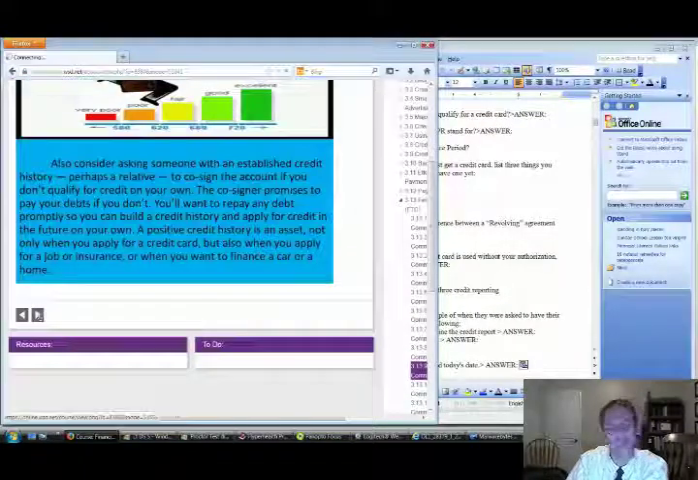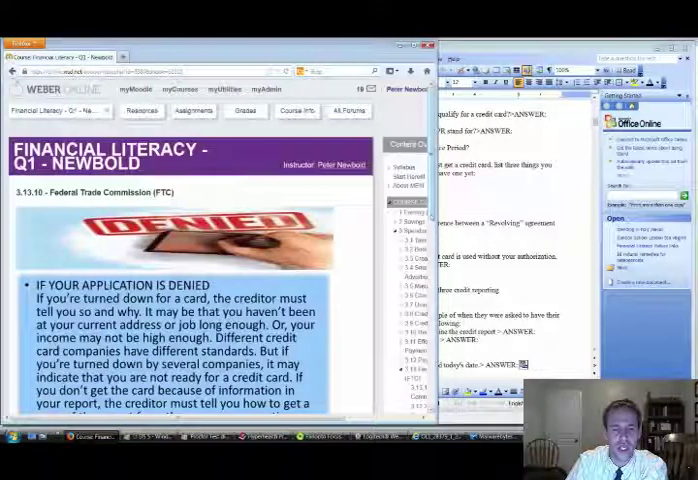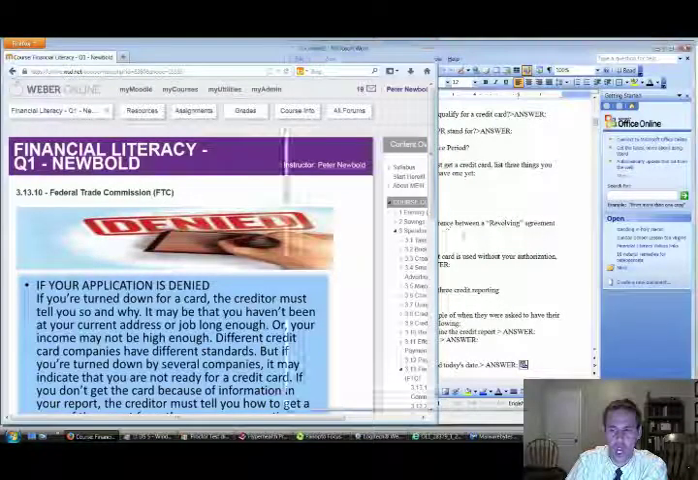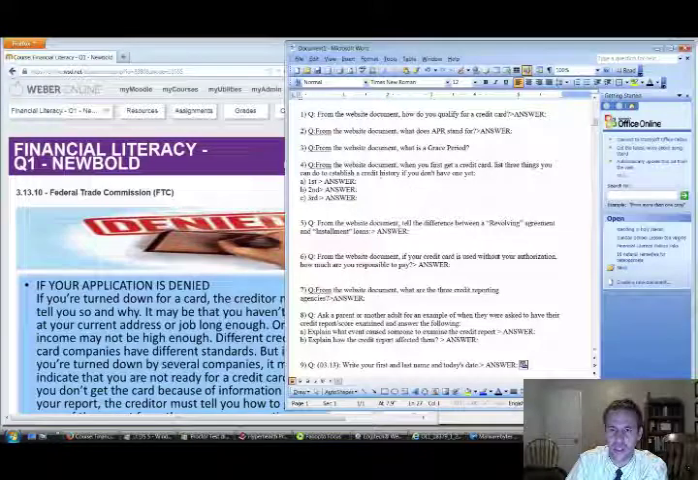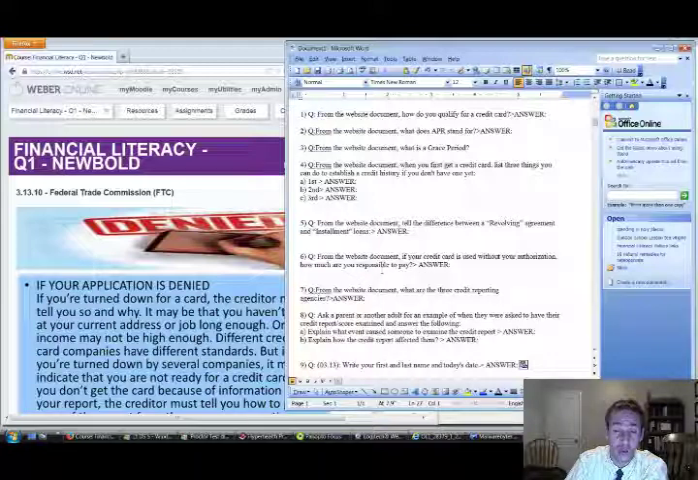So carry on through these. You're going to go through all of them. I got pretty close. If your application is denied, let's see. So you need to, first 3 things, and then from the website, tell the difference between a revolving agreement and installment loans. Talk about if your credit card is used without your authorization, how much are you responsible to pay. From the website, what are the 3 credit reporting agencies?